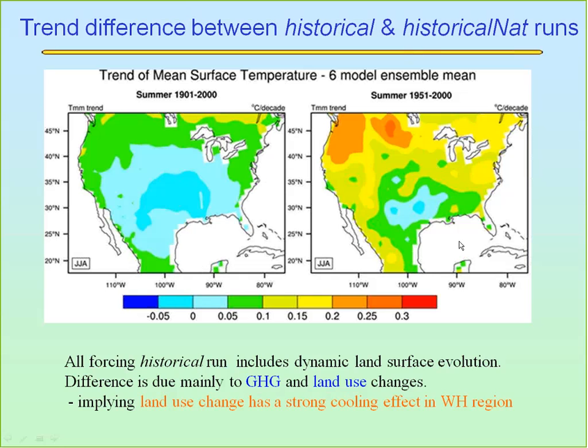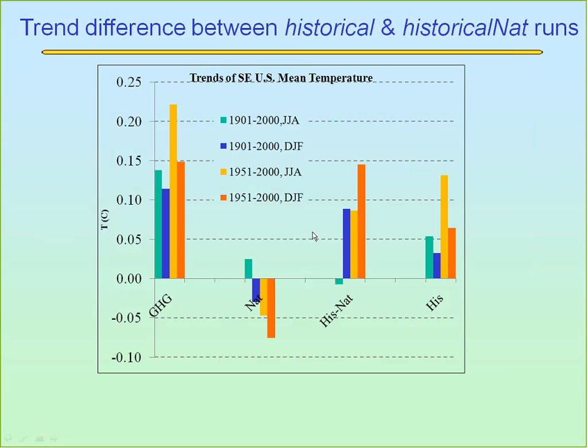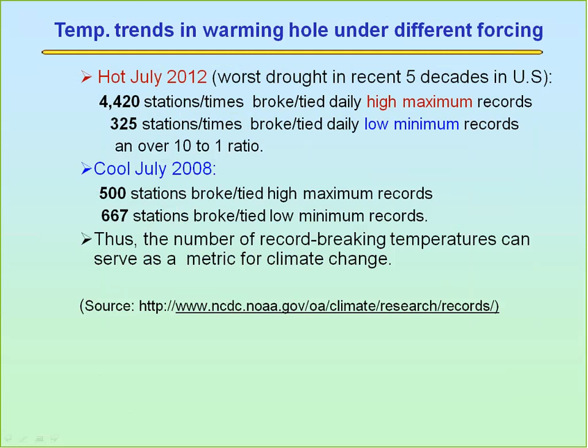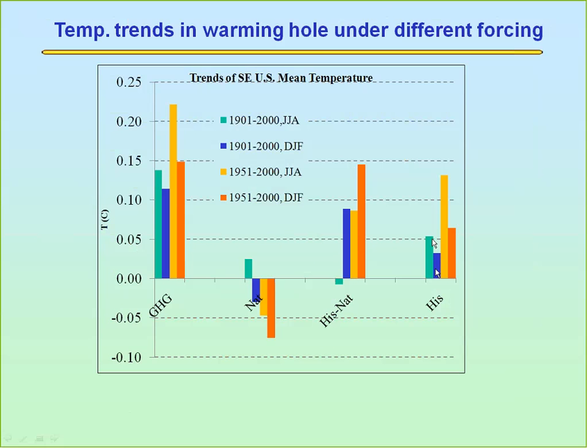And here it's a different period: the first 50 years and the later 50 years, and the effect is less. It seems reasonable because land use changes started earlier and will change less later in the century. This bar plot just summarizes the temperature change in the different experiments. This is greenhouse gas forcing only, this is natural forcing only, and this is all forcing. Apparently it's more or less the sum of these two.